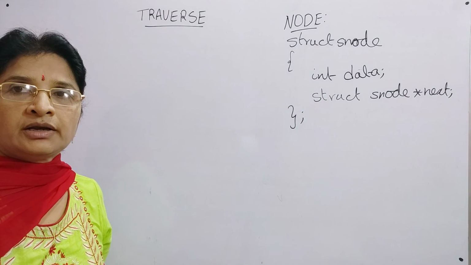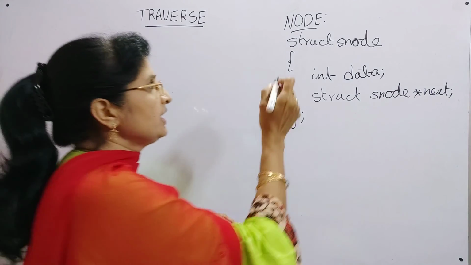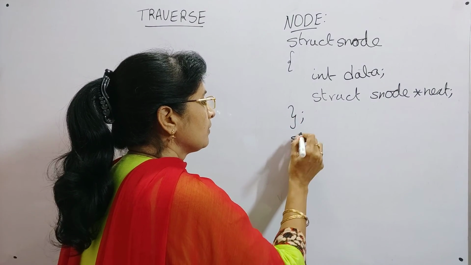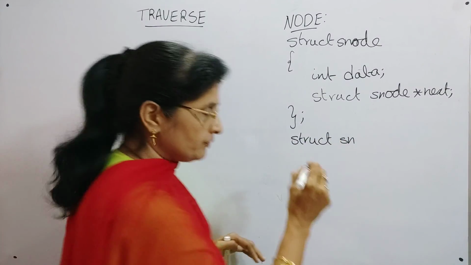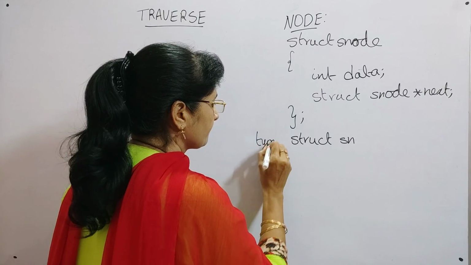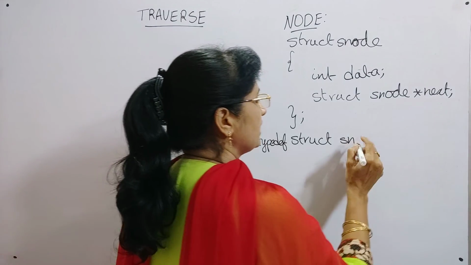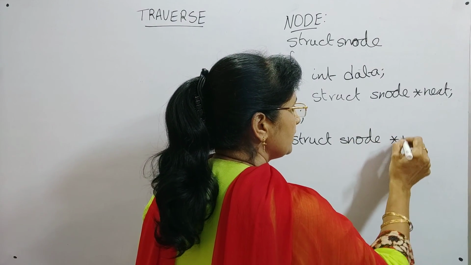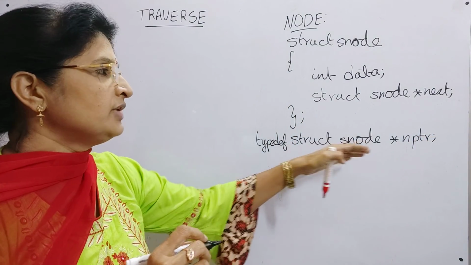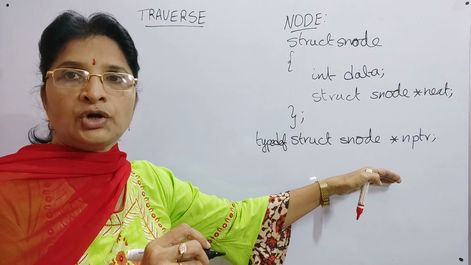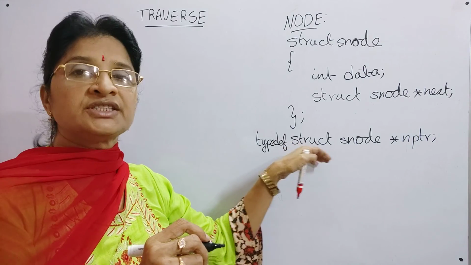Now, for giving an alias name to your data type, suppose you want to give an alias name to struct s node. typedef is the keyword used for giving alias names. So typedef struct s node asterisk nptr. Here we are giving an alias name to our user defined data type. What is our user defined data type? Our user defined data type is struct s node.